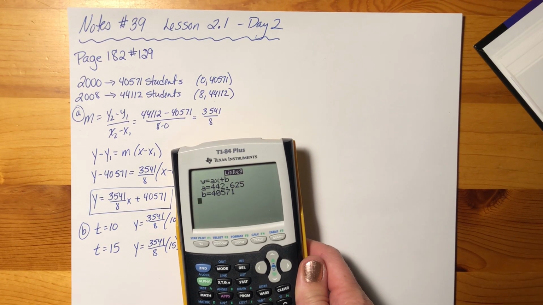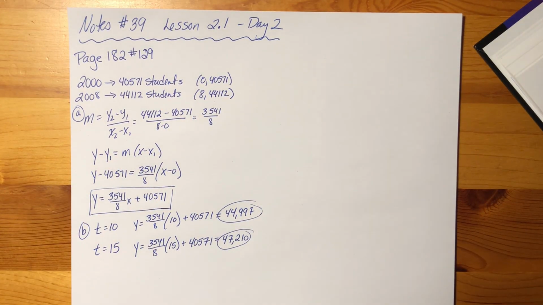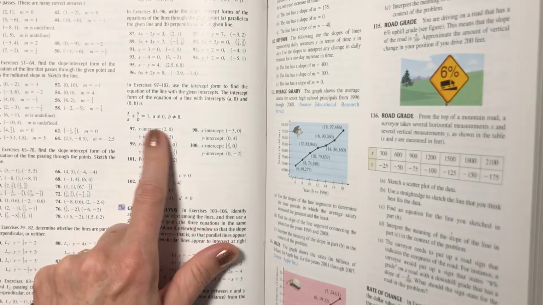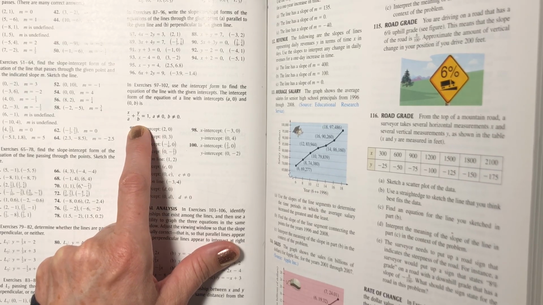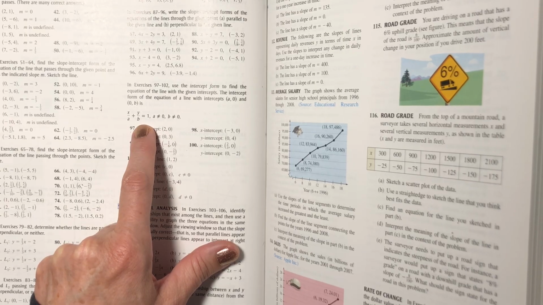Okay. The last problem I want to do with you, not a calculator question, put this away. The last one I want to show you is number 99 from the textbook. So another textbook question. If I can find it here. Okay. In number 99, they're giving you this formula here. They're saying x over a plus y over b equals 1. That's what's called intercept form.